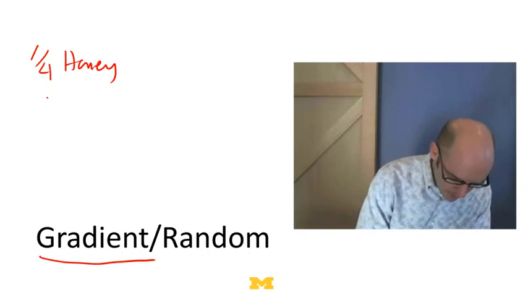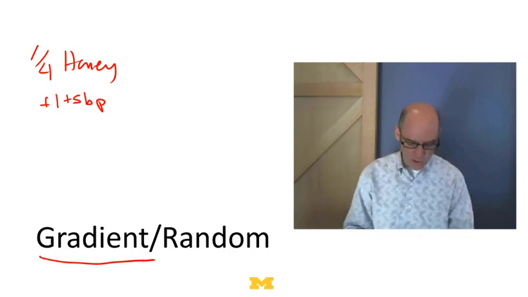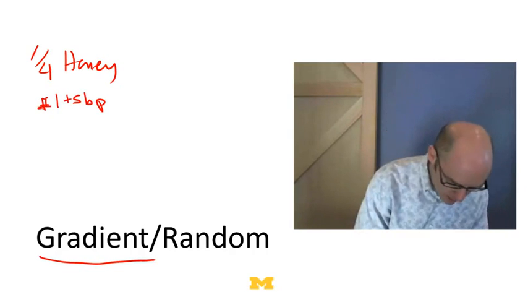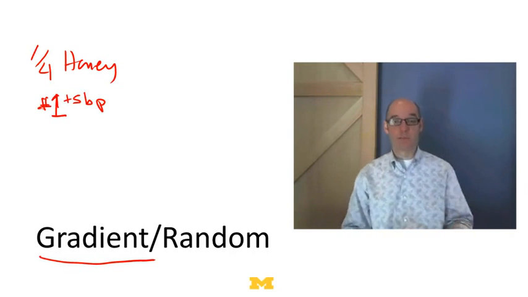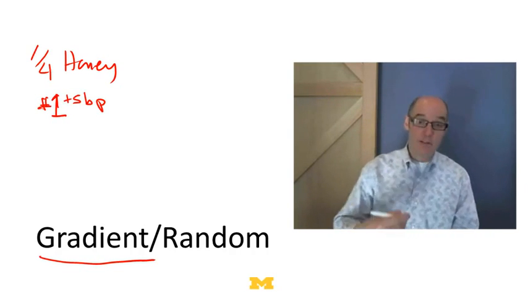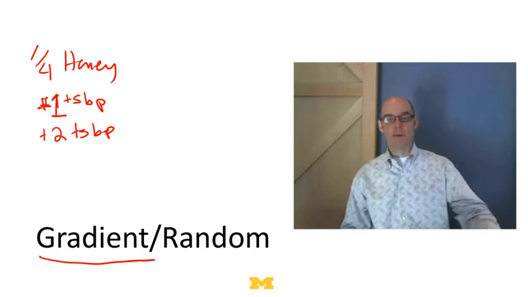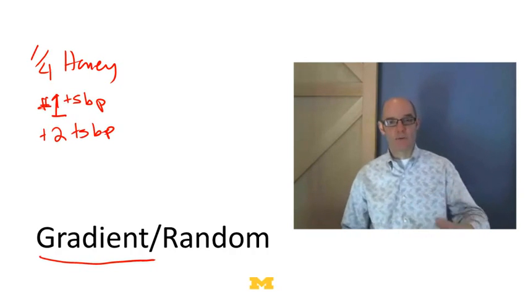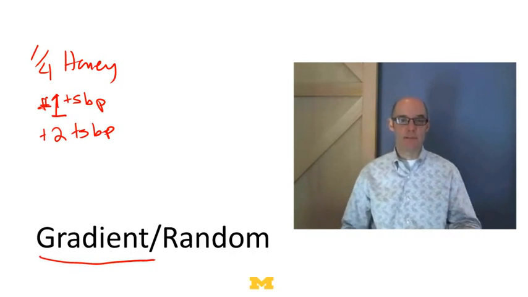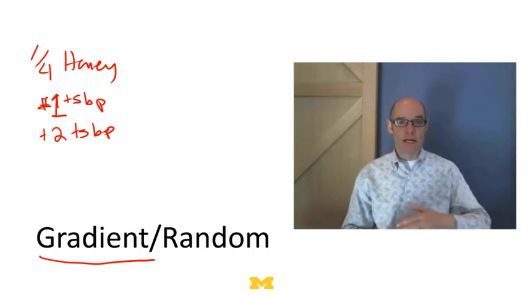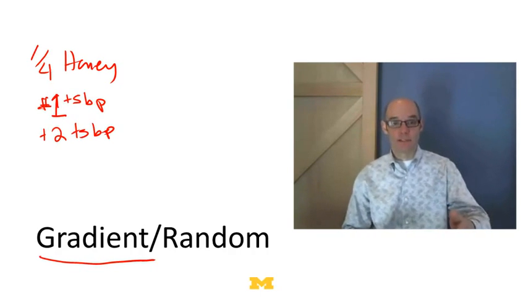So then I add one more tablespoon, plus 1 tablespoon, and it's even better. So then I might add another tablespoon, so plus 2 tablespoons, and so on. Gradient-based would say, if I find a hill, I keep trying to climb it. That would be adaptive in the sense that instead of just following a fixed rule, I keep experimenting, trying to find things that are better.